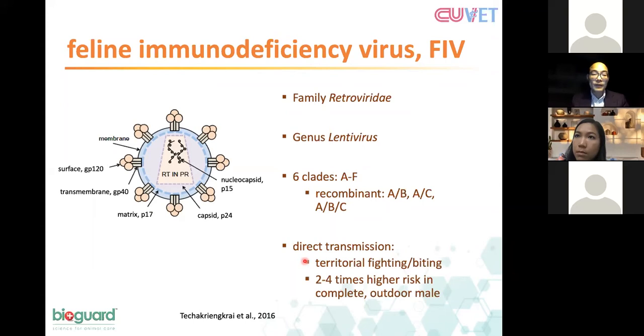Compared to FeLV, the virus of love, I would say FIV is the virus of aggressiveness. It's also transmitted by direct transmission, but mainly via territorial fighting and biting. So that's why I say FIV is the virus of hatred. The completely outdoor male has a 2 to 4 times higher risk of getting FIV infection compared to indoor castrated tomcats, because they fight to protect their territory.